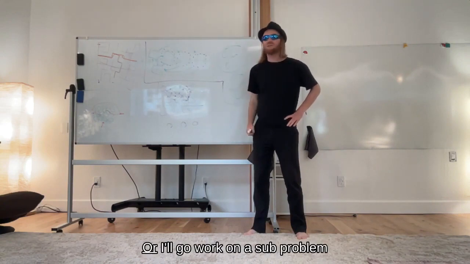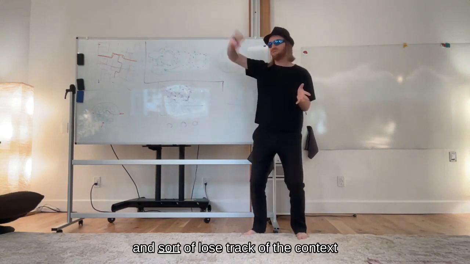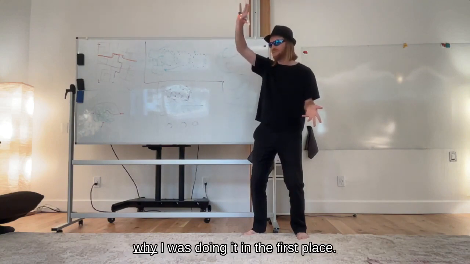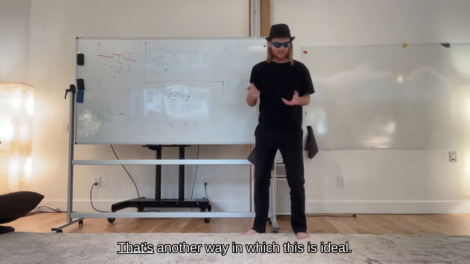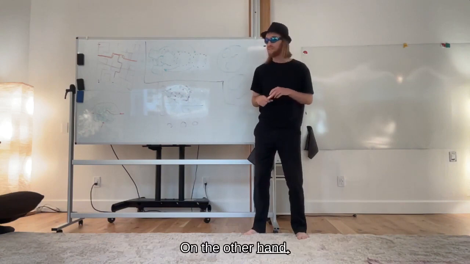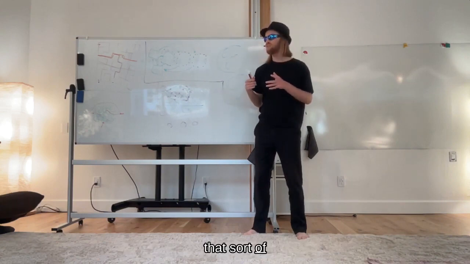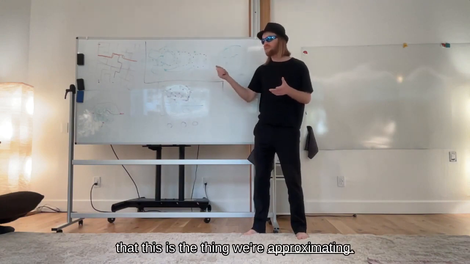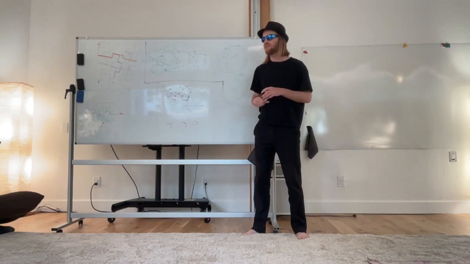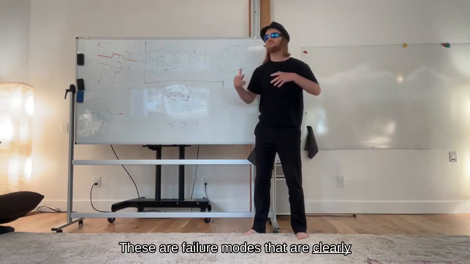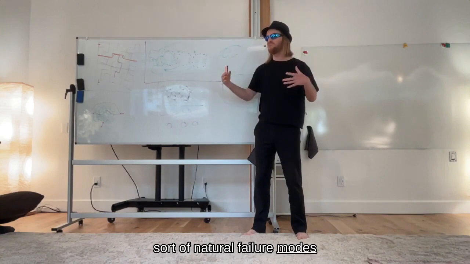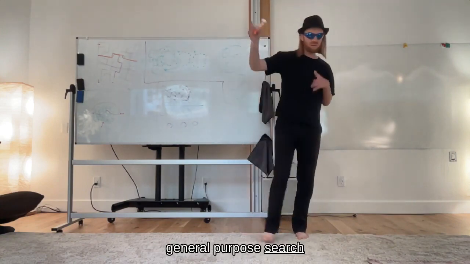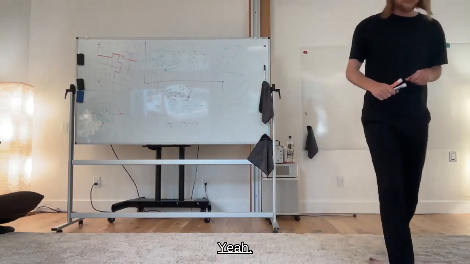Yeah. Or I'll go work on a subproblem and sort of lose track of the context and end up doing the wrong thing on the subproblem because I didn't remember why I was doing it in the first place. Yep. That's another way in which this is ideal. On the other hand, these are both failure modes that naturally emphasize that this is the thing we're approximating, right? These are clearly natural failure modes of something that's approximating this story about general purpose search and recursive factorization problems. Yeah.